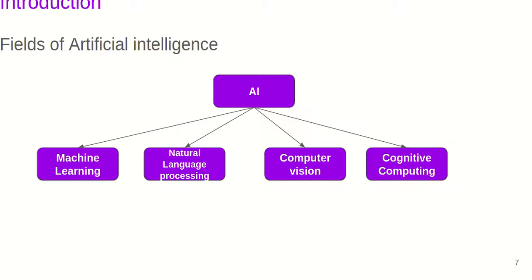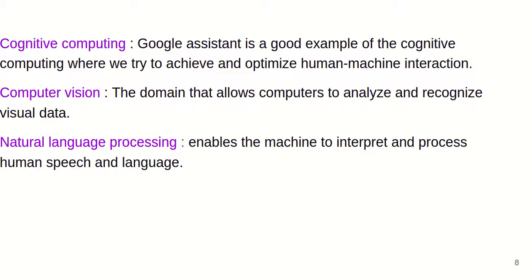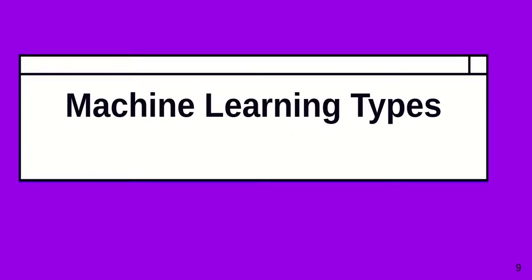So in AI, we have machine learning, which is the subject of today. We have what we call natural language processing. We have computer vision, cognitive computing, and other fields, of course. But let's just focus on these. For cognitive computing, the best example we can have here is Google Assistant. Here we are trying to optimize, let's say, or achieve the best human-machine interaction and communication. Computer vision is the domain that allows computers to analyze and recognize visual data such as images, videos, etc. And natural language processing enables the machine to process human speech and language. And finally, of course, we are going to talk about machine learning.